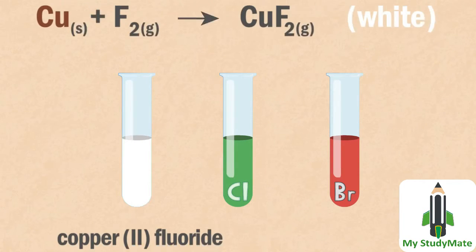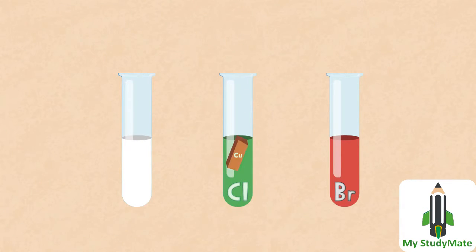Next, if you react copper with an excess of a halogen, that's fluorine, chlorine or bromine, it will produce a copper halide. These halides have different colors as shown by the equations on your screen.